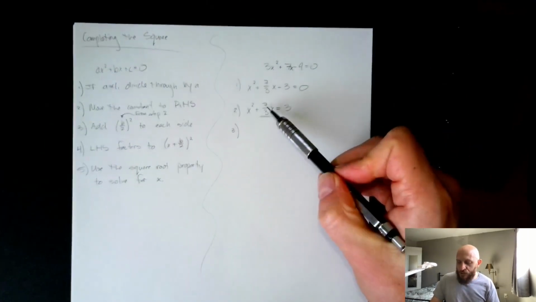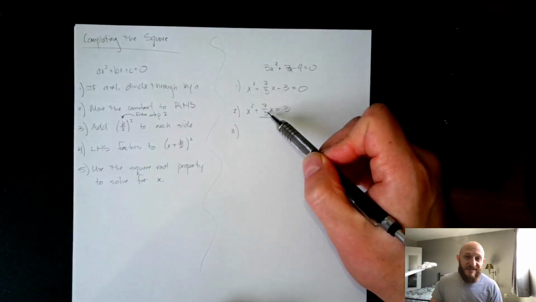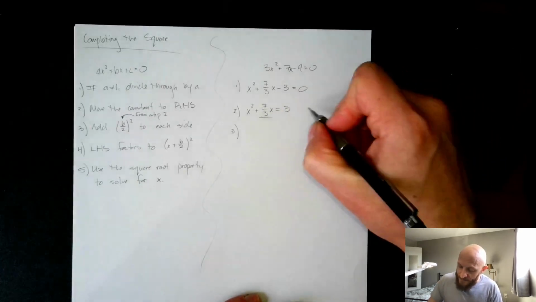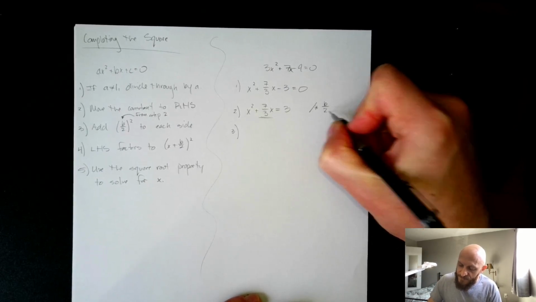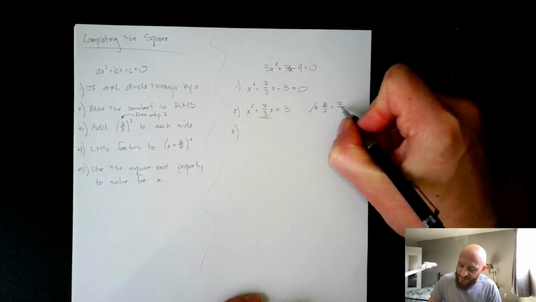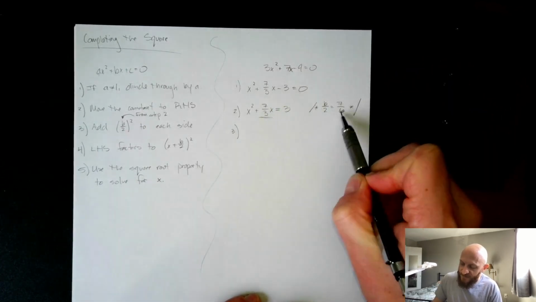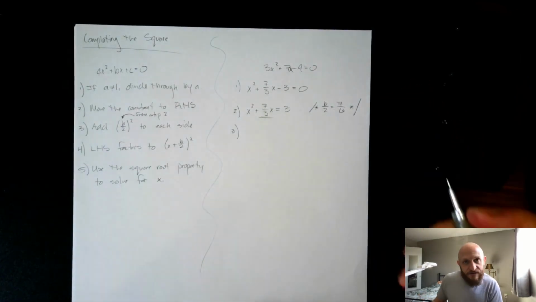And b over 2 just means divide it by 2. If you have a fraction, that really just amounts to multiplying the denominator by 2. So my b over 2, and I'll just put this as a note off to the side, b over 2 is equal to 7/6, right? Because b is equal to 7/3 divided by 2 is 7/6. So I want to add 7/6 to each side.